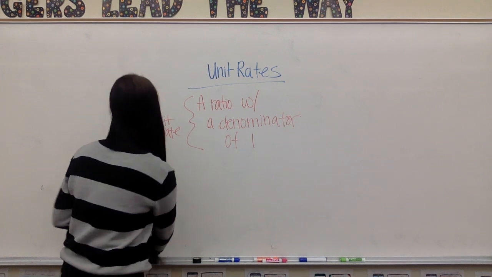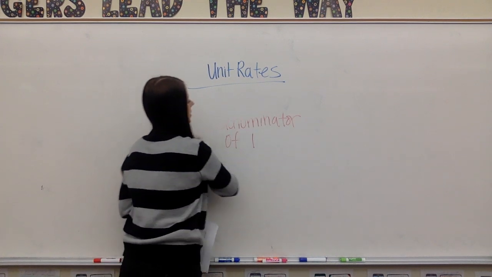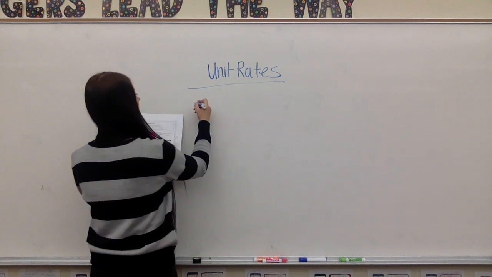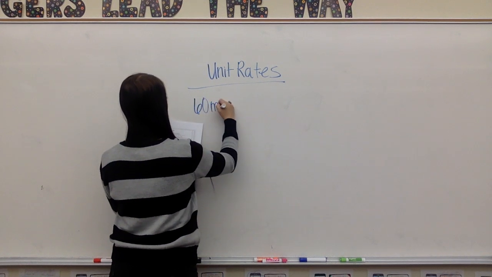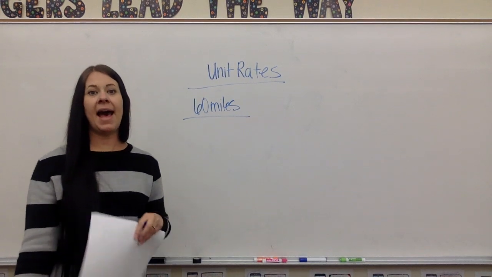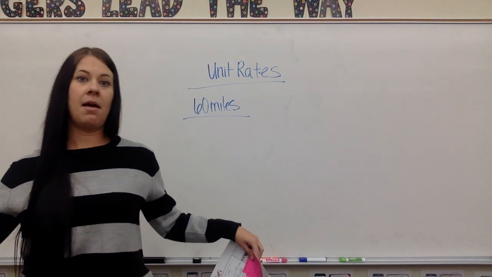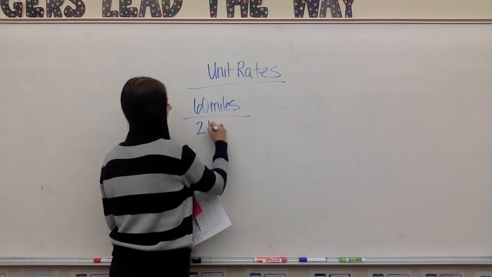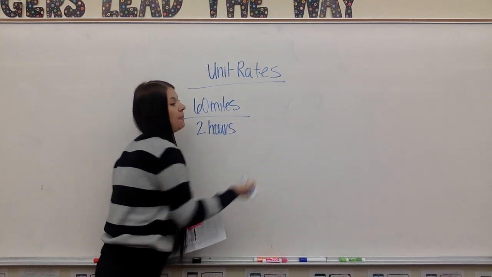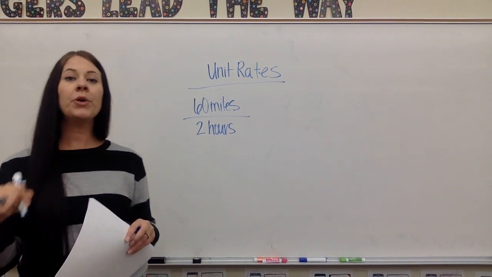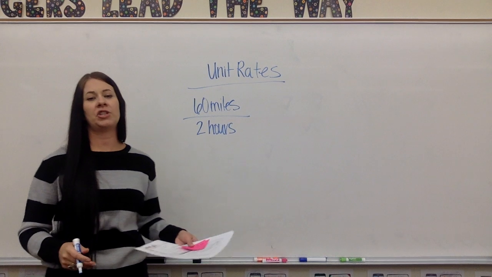All right, so let me show you an example. So a unit rate might be 60 miles per. So when I say that, I want to put that line. I want to make it a fraction. Per 2 hours. Okay, but we just talked that a unit rate is actually per 1 hour. So what we're going to do is reduce this fraction.